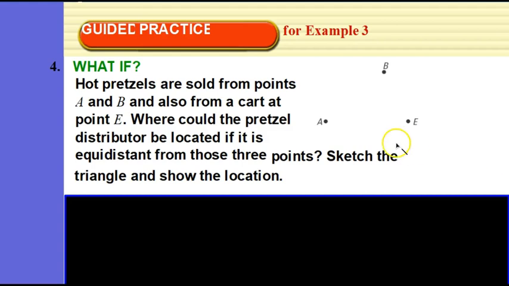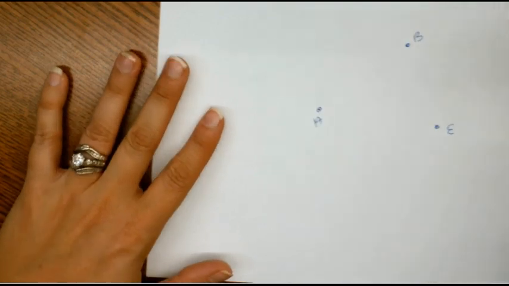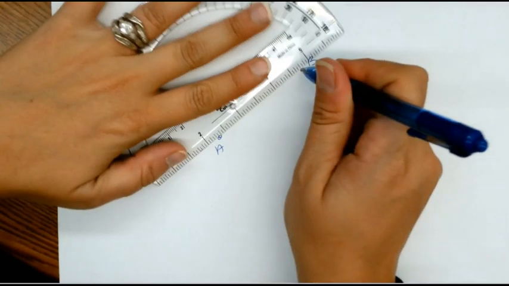Okay, so it's the same thing. They're just saying that A, B, and E are your 3 points, and they want to know where is going to be the location that's best for these 3. So we're going to take out another piece of paper. We're going to duplicate this on our paper. So we have A, B, and E. I'm going to flip back so that you guys can see what I'm doing. So once again, the first thing I'm going to do is I'm going to create this triangle.